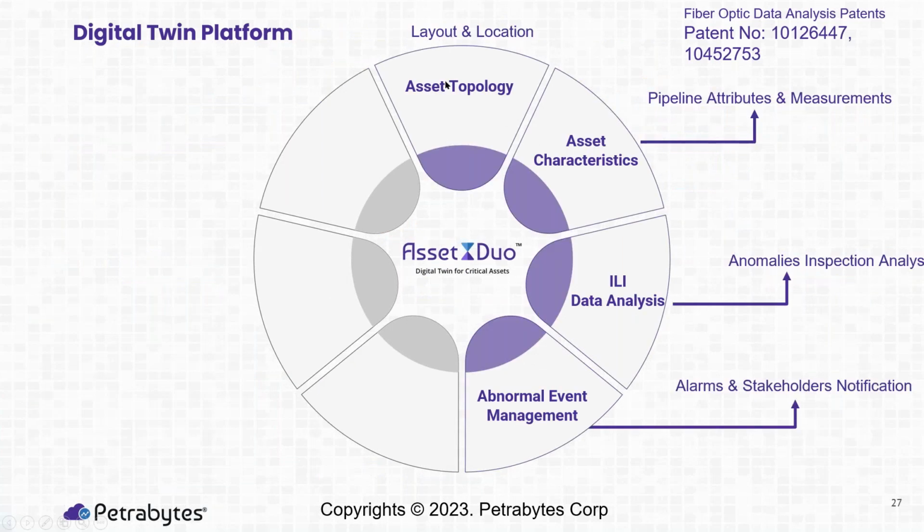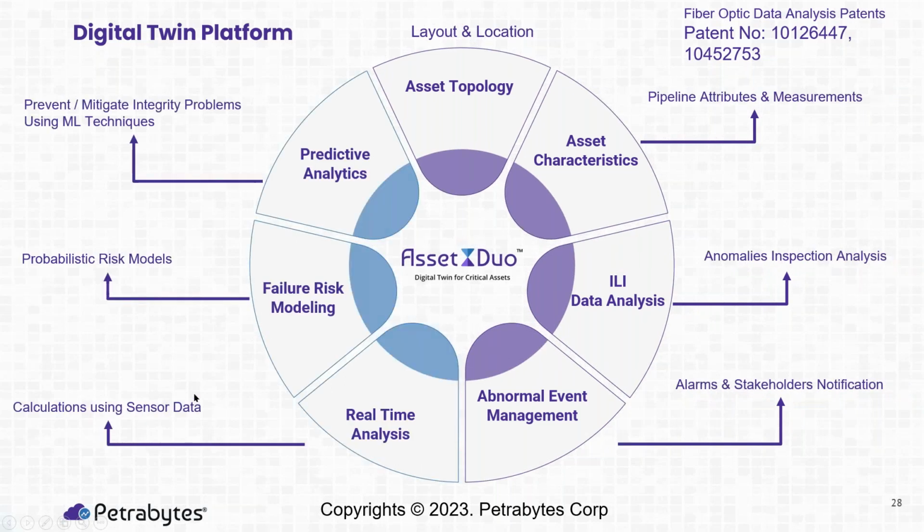So at a very high level, within the AssetGeo, we are looking at the pipeline attributes and measurements. We are looking at the anomaly inspections. Again, based on that, we have alarms and notification. And then what we are providing is the real-time calculations and also the probabilistic risk models.